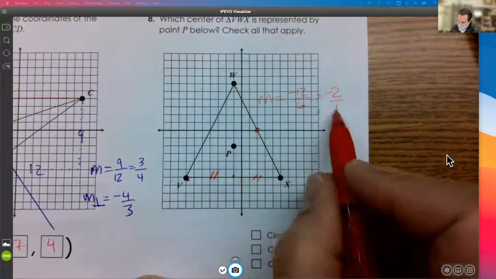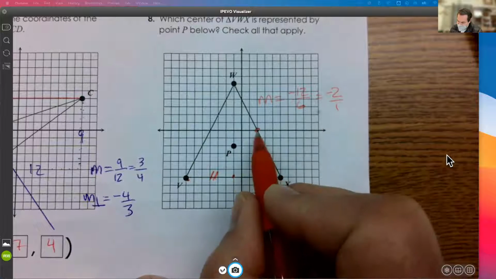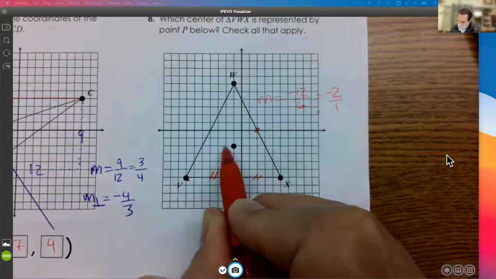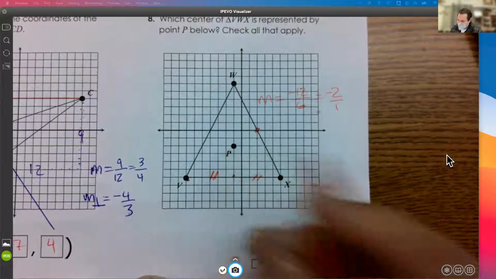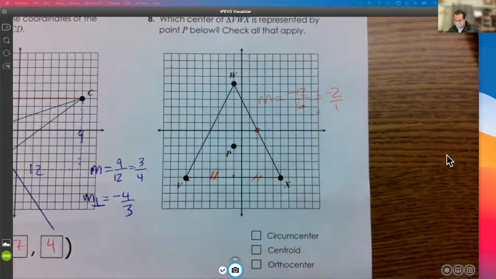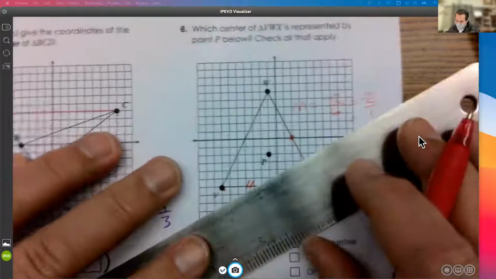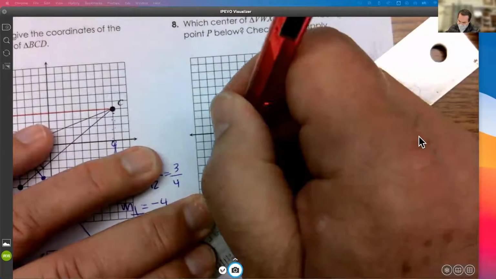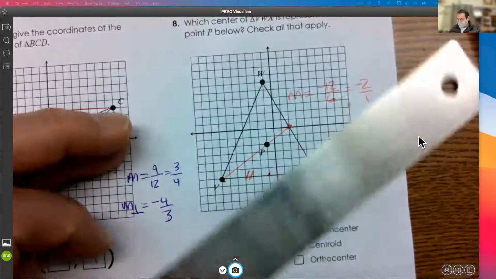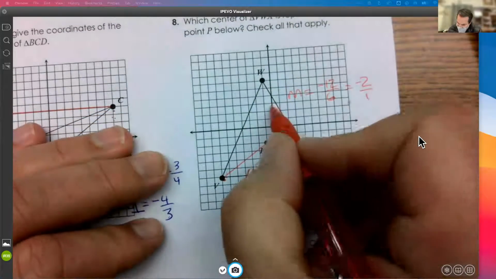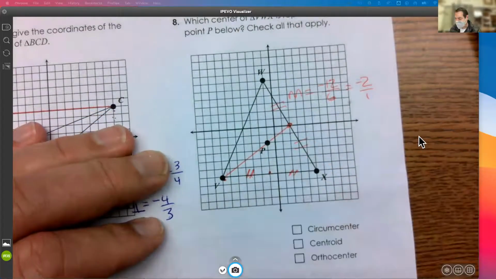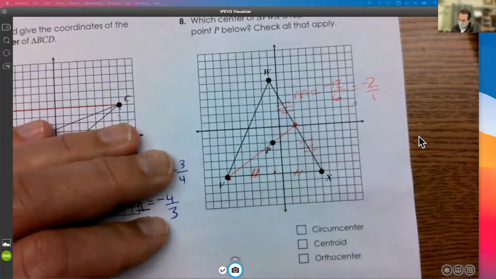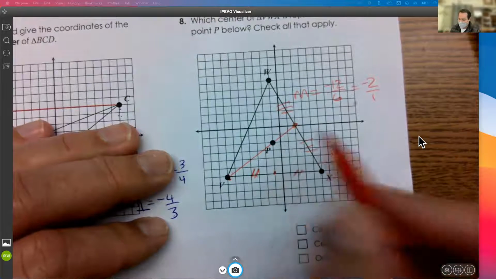If I were to go at the perpendicular slope, down 1 over 2, down 1 over 2, it misses this point. What does that tell me? If these three are collinear through this bisected point, midpoint, but it's not a right angle.